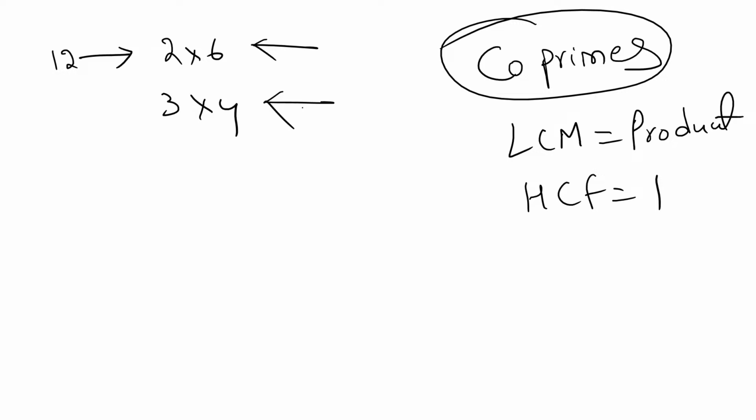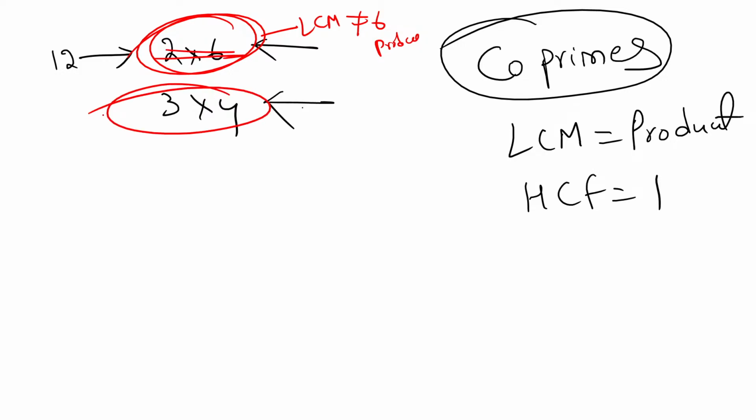Co-primes are those pairs whose LCM is equal to the product of the numbers and HCF is always equal to 1. For example, if you take those two pairs, for this one, if you calculate the LCM, you are going to get 6. That is not the product of the numbers. So, this is not a co-prime.